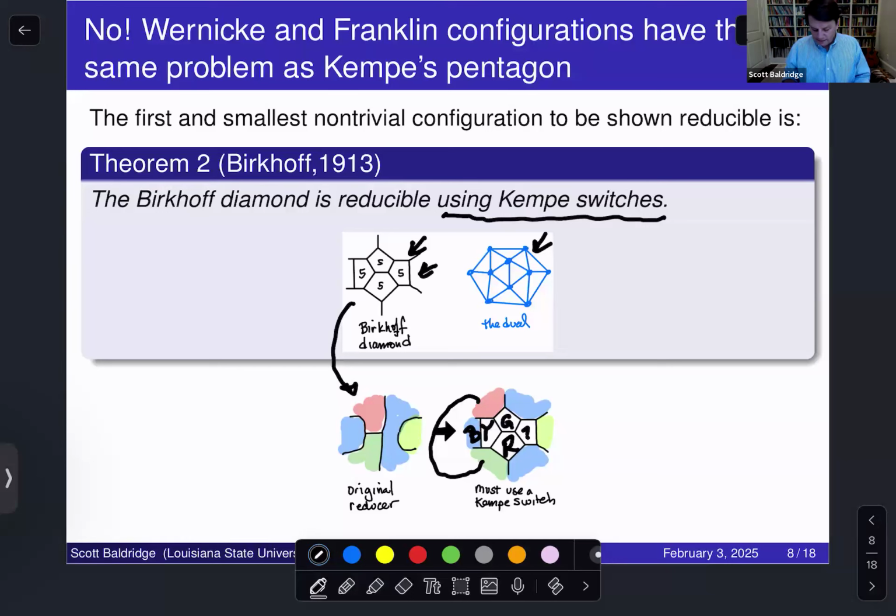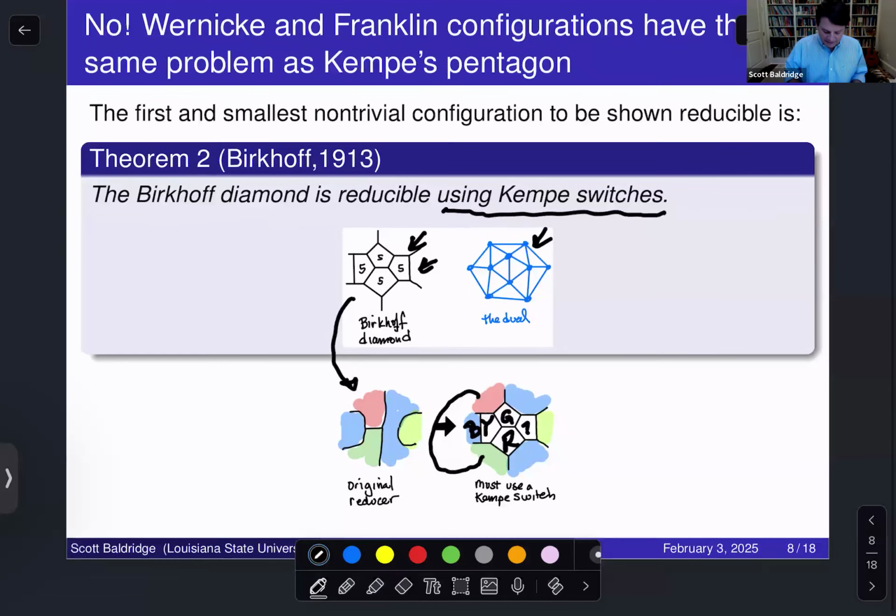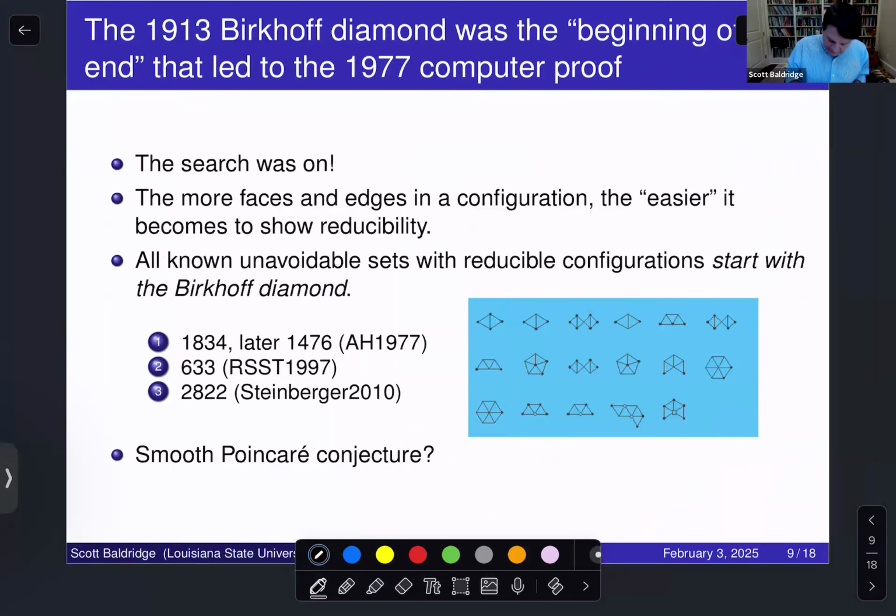And the point is, and this turns out to be true as we go along in the descriptions, that the really hard things to show reducible are the really small ones. As you get more and more edges and more faces, it gets easier to show reducibility. And I say that easier is in quotes. I don't mean to imply that it's not impossible. So that's what I mean by easier.